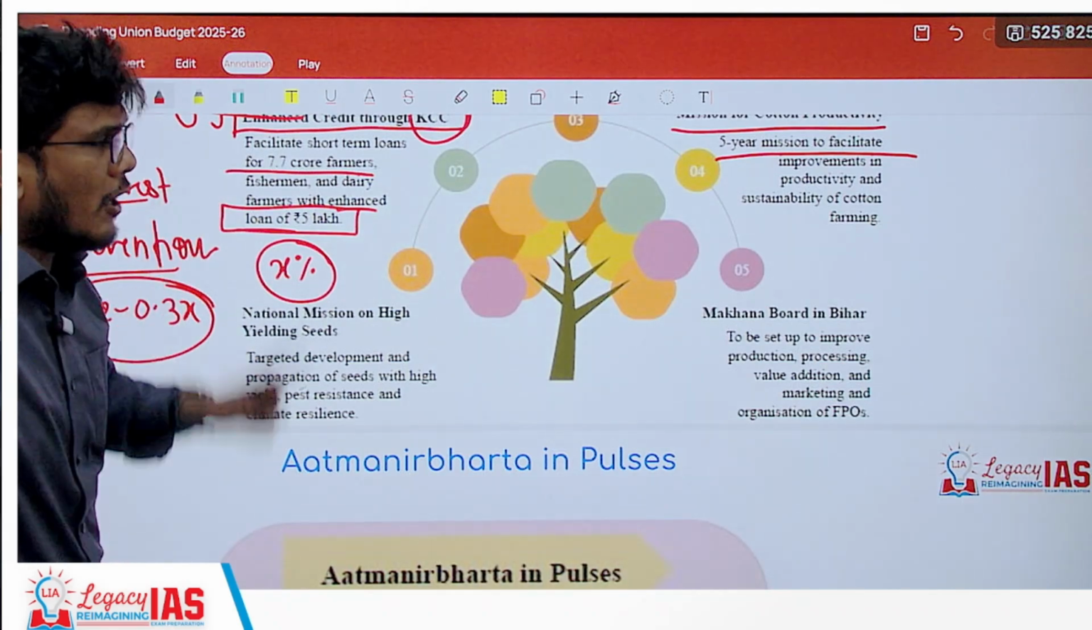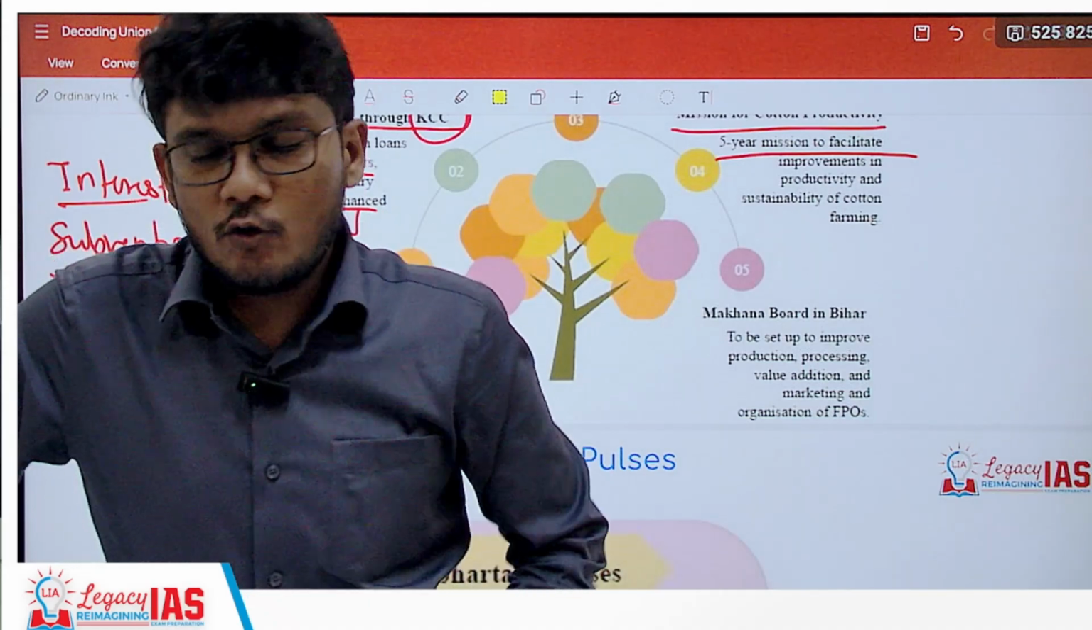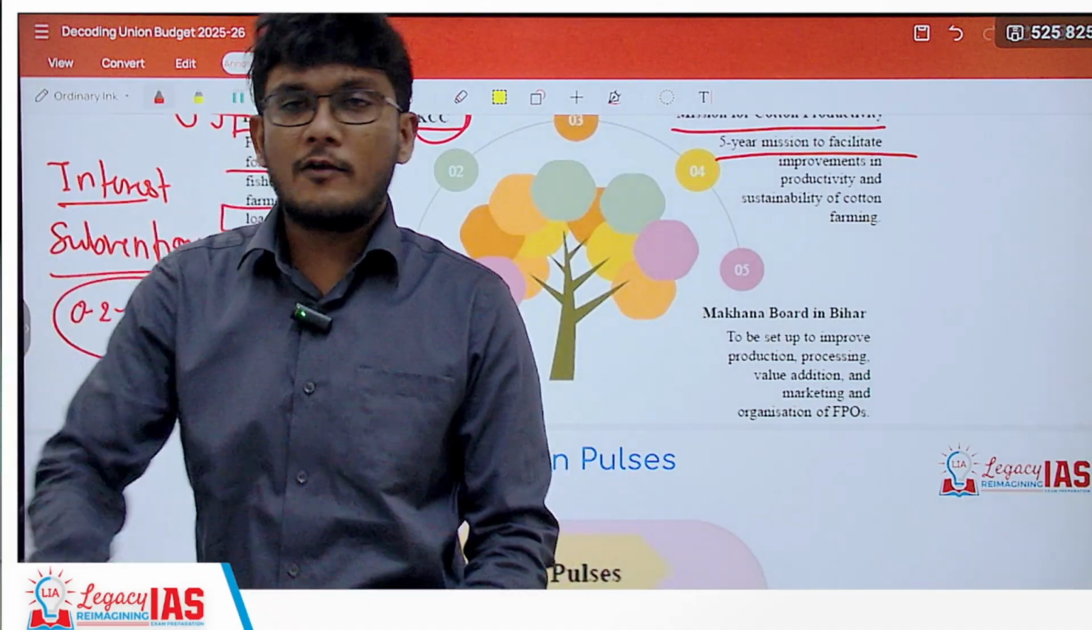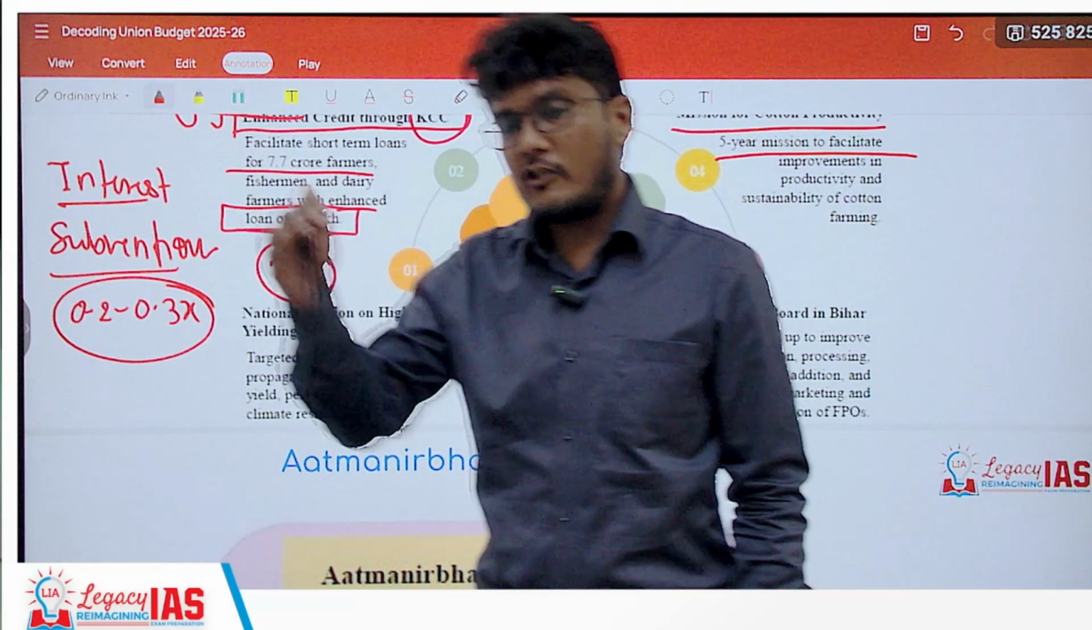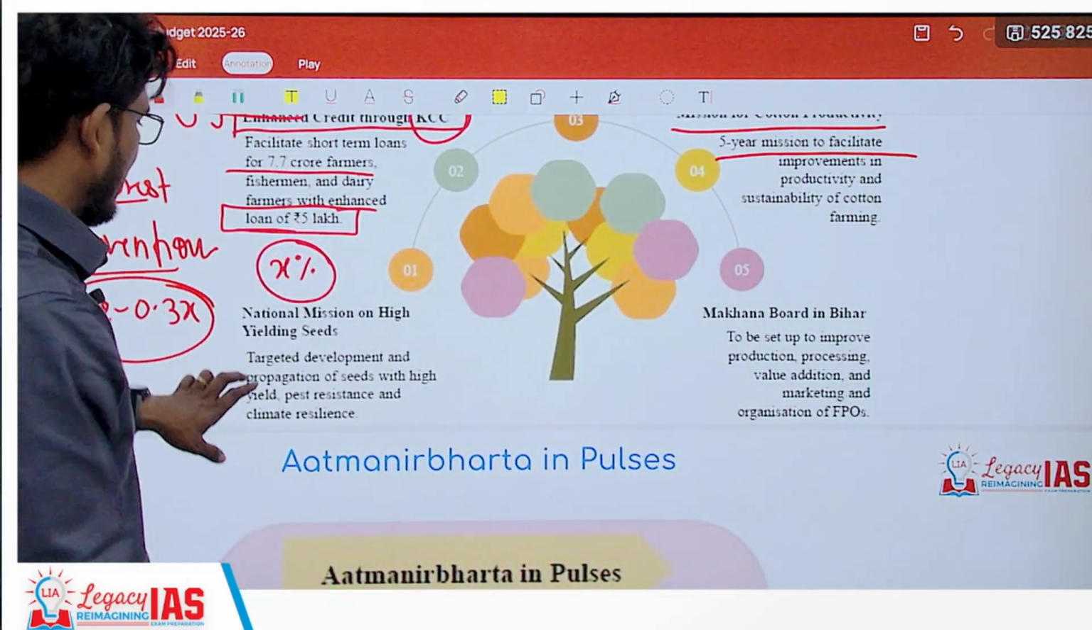What guidelines, what rules, what kind of execution does the government come up with? Do they come up with any criteria, that you have to give loans to so many farmers who have less than a particular amount of land? That remains to be seen.